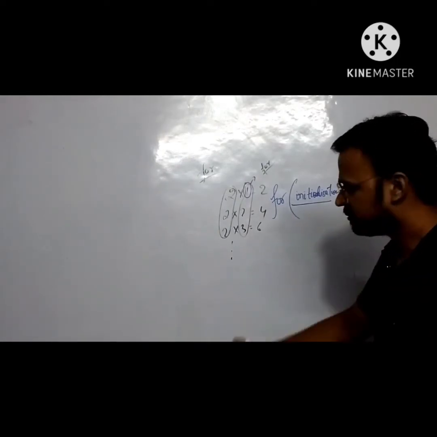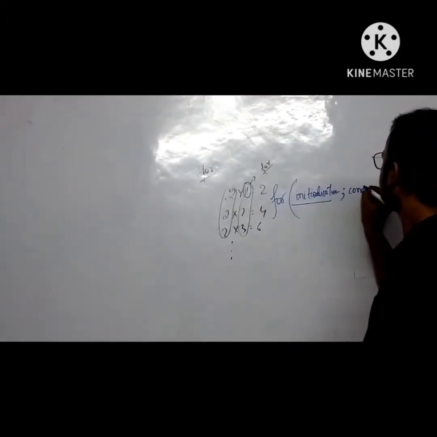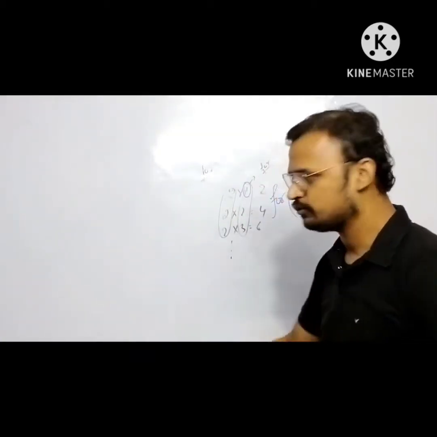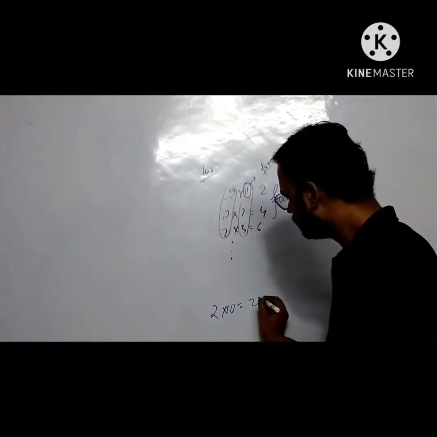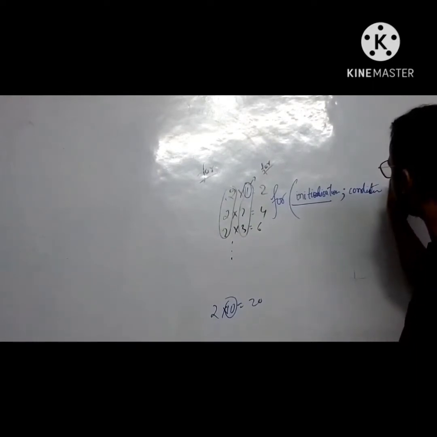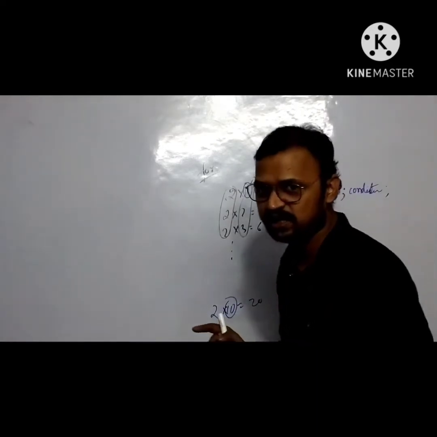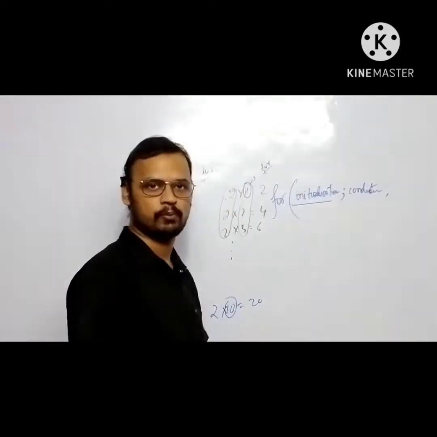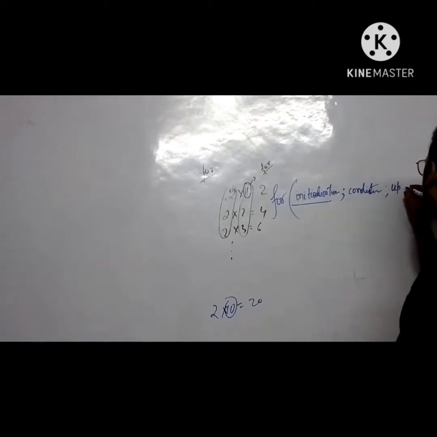Then semicolon. After that we will put the condition. Condition means up to what point we have to stop. Suppose we have to take the table of 2 and we have to go up to 2 multiplied by 10 is equal to 20. So this is the stopping value. This is the condition where we have to stop. The variable we have taken in the initialization should reach up to 10, and there we have to stop. And the last point is the updation.